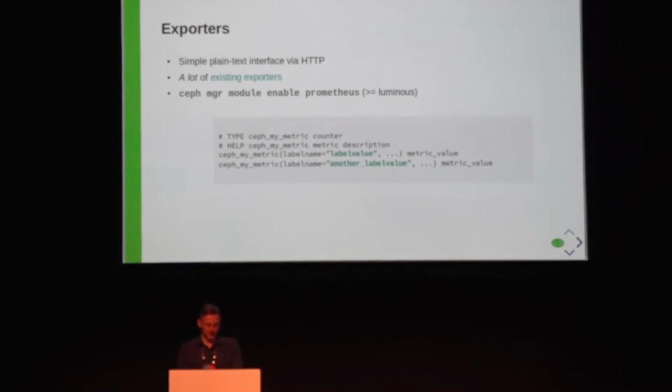So if you expose a metric, ideally you start out with these two comment lines on top. That is a type hint for Prometheus and a little help for the user, so you can have a short description of what the metric actually describes. And then you have the actual metrics. You have a metric name, in this case, ceph_my_metric. You have a list of labels in the curly braces, and you have a value. And the list of labels is really where this metric gets multiple dimensions, right? You can have a whole list of these metrics, and they will only differ in the label values.